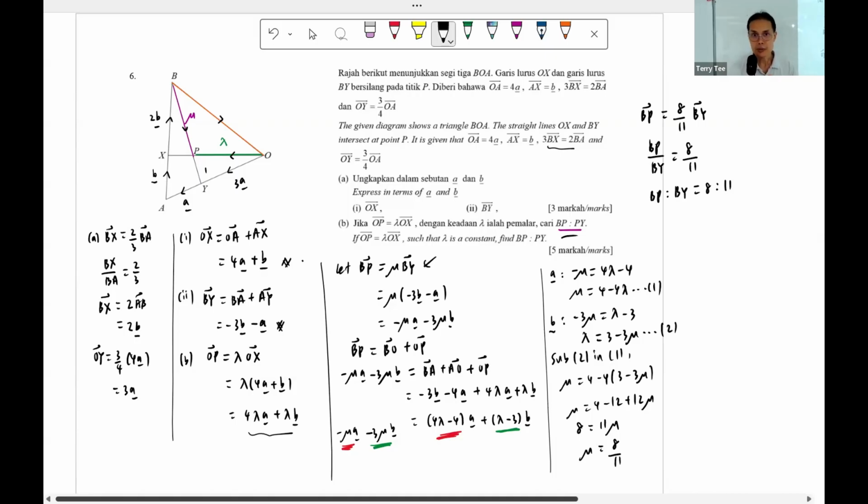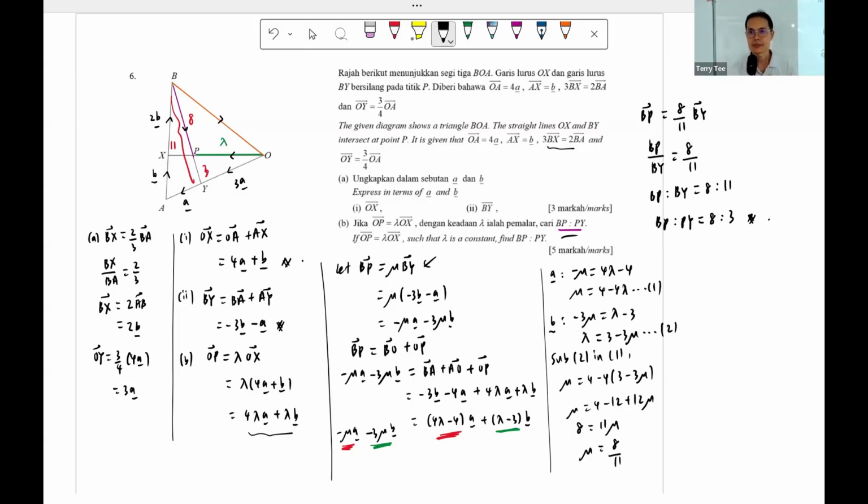But guys, I'm not finding BP to BY. I'm finding BP to PY. BP is this, okay, this is 8. The whole thing is what? 11. So what's your PY? PY has to be 3, right? 11 minus 8 equals 3. So your BP to PY is 8 is to 3.